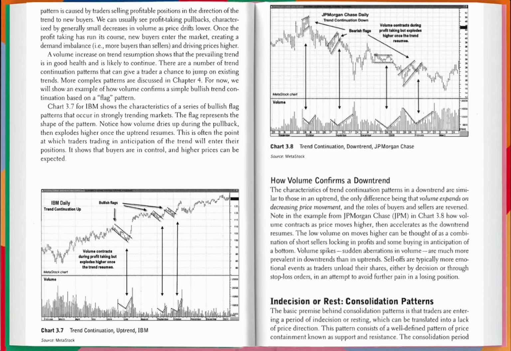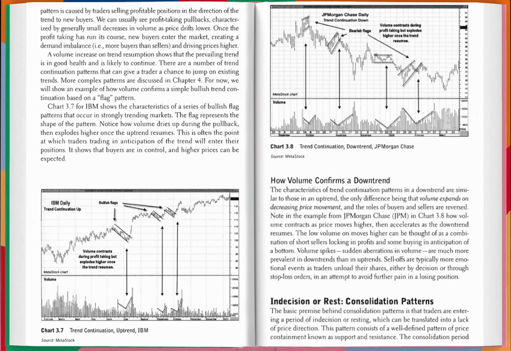How volume confirms a downtrend. The characteristics of trend continuation patterns in a downtrend are similar to those in an uptrend, the only difference being that volume expands on decreasing price movement, and the roles of buyers and sellers are reversed. Note in the example from J.P. Morgan Chase, JPM, in Chart 3.8 how volume contracts as price moves higher, then accelerates as the downtrend resumes.